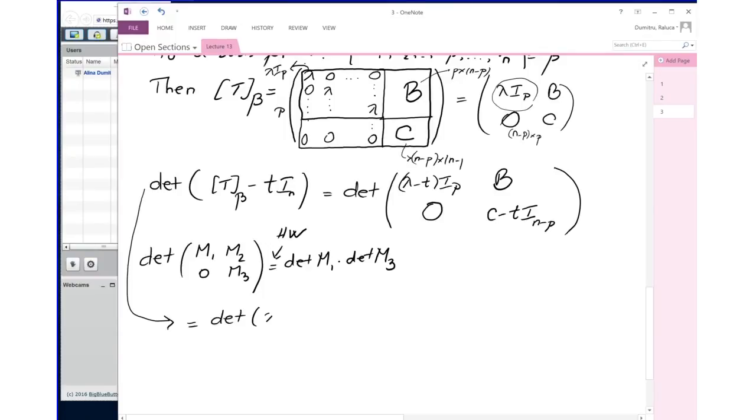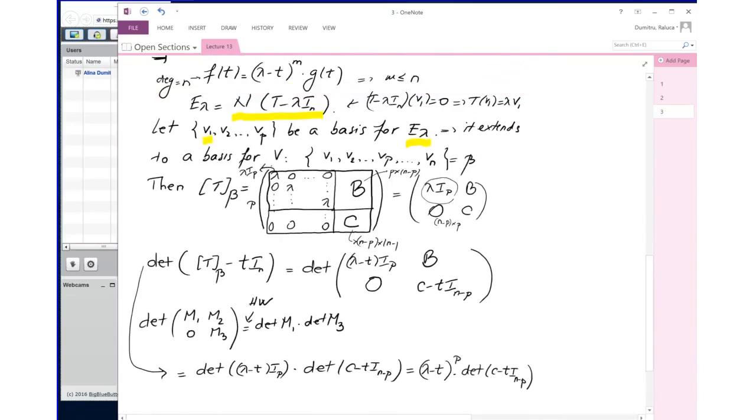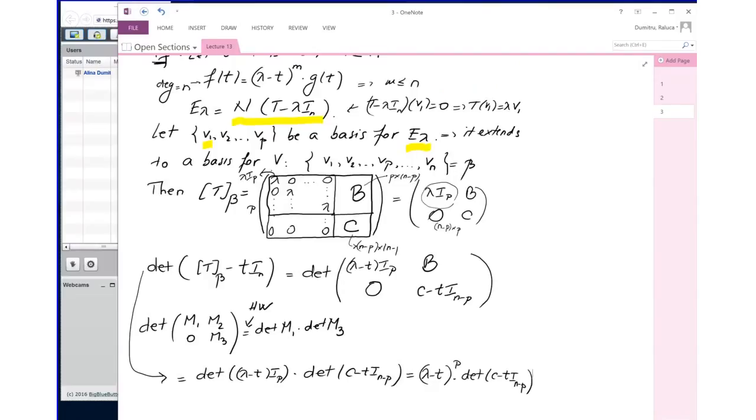So that's the determinant of lambda minus t identity times the determinant of C minus t identity. I have no idea what the second one is, but the first one is pretty easy. It's a diagonal matrix with lambda minus t as each entry on the diagonal, and it has size P by P. So, okay, what are we actually doing here with all this?